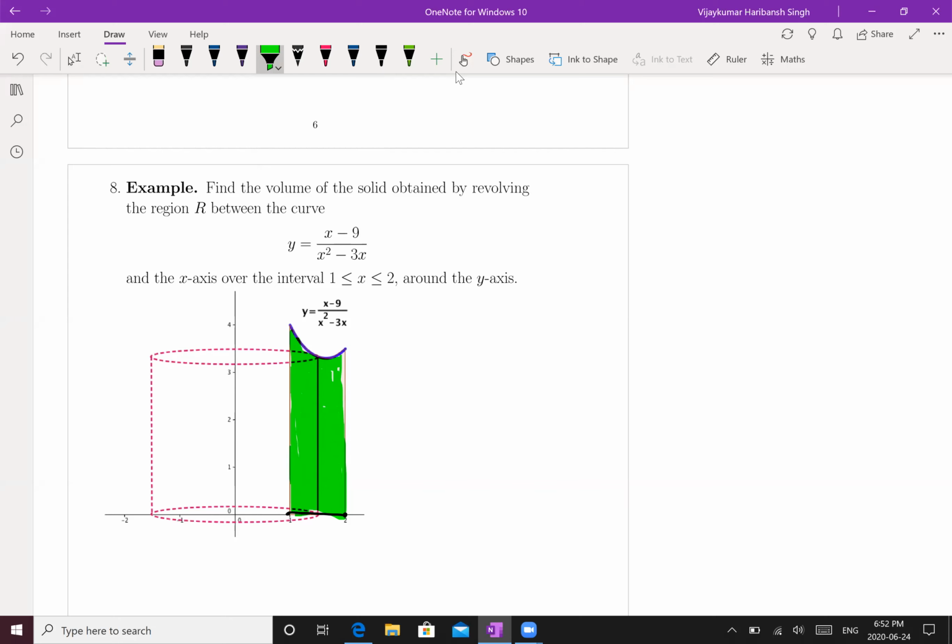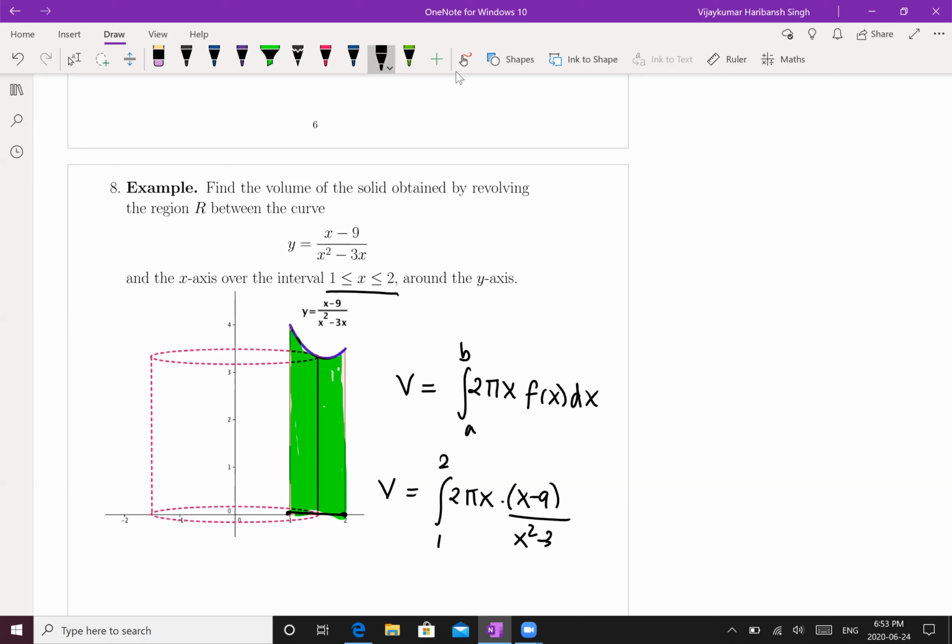Okay, so the easy way out to compute this would be using the method of cylindrical shells. So let's use cylindrical shells to find the volume in this case. We will take one of these shells and multiply. So what is the volume by the shell method? You have the integral from a to b of 2 pi x f of x dx if you are rotating around the y-axis, not around x equals something, but around the y-axis. In this case, the limits of integration are from 1 to 2. That is already given to us. So the volume is going to be the integral from 1 to 2 of 2 pi x, and f of x is given by (x minus 9) upon (x squared minus 3x).